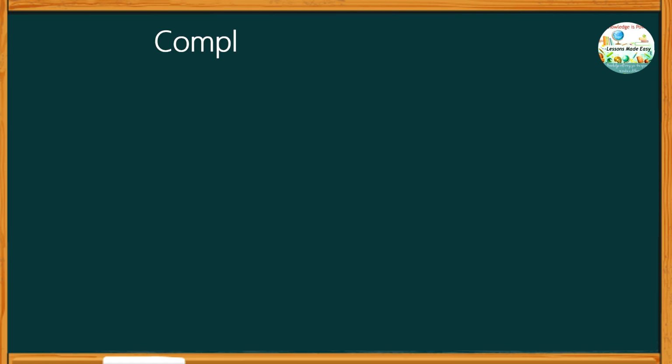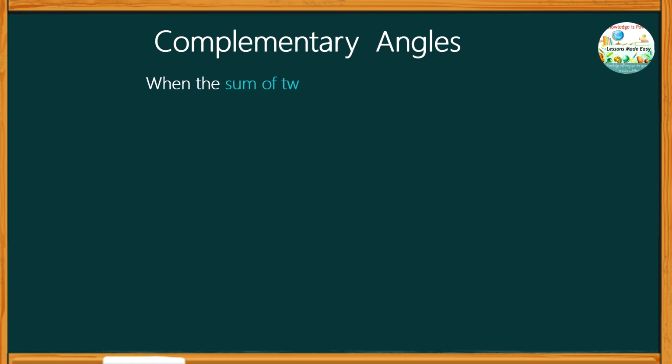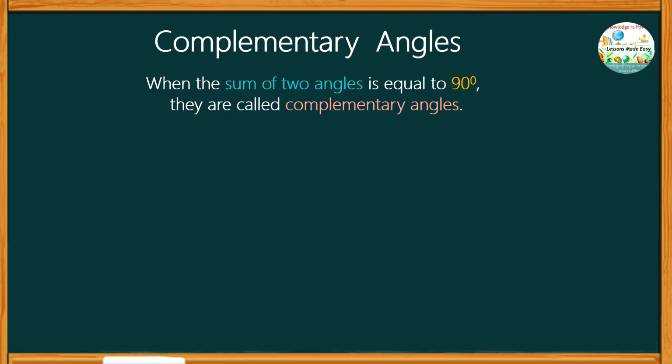What do you know about complementary angles? Let's review. When the sum of the two angles is equal to 90 degrees, they are called complementary angles. Take a look at this illustration. Here is a right angle or a 90-degree angle. We know that for certain because one ray is perpendicular to the other.